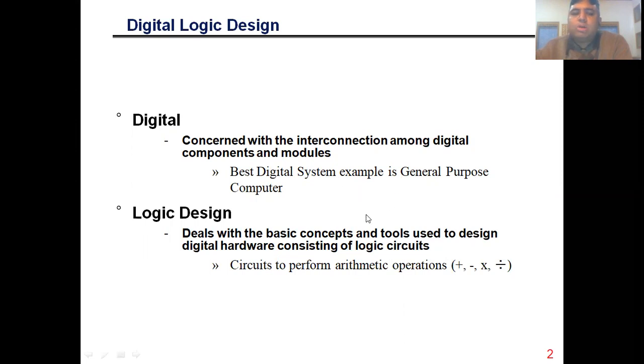And what is logic design? Logic design is basically the basic concepts and tools used to design the digital hardware consisting of logic circuits. We can say a mechanism which can perform arithmetic operations. The basic four arithmetic operations are addition, subtraction, multiplication, and division. So any mechanism which can perform these four arithmetic functions and which can design digital hardware is the logic design part of digital logic design. So the first slide is defining the course name.